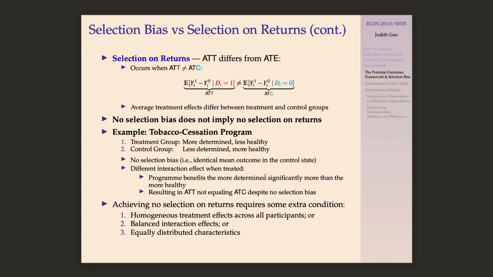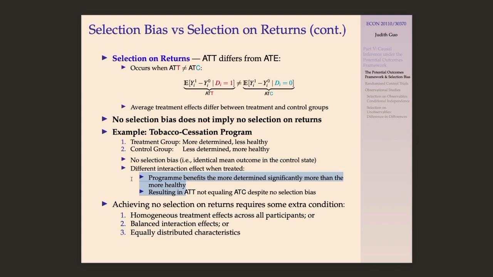Or it could be that we have a balanced interaction effect. Suppose the program benefits the more determined more than the more healthy, but this effect decreases as one becomes more healthy. Then in the end we'll be able to offset these interactions such that we achieve an identical outcome in the treated state, given no selection bias. Or the ideal case would be that we have equally distributed characteristics. Then regardless of the treatment effect, it doesn't matter because the characteristics will be the same across groups. Even if there's a treatment effect, we'll still get identical outcomes in the treatment and the control state.